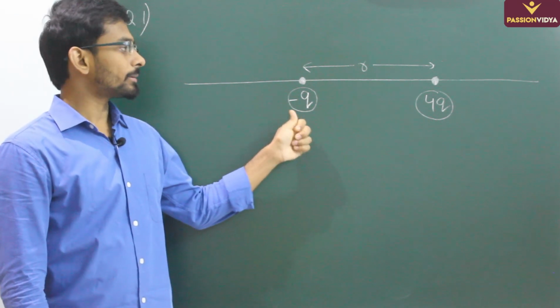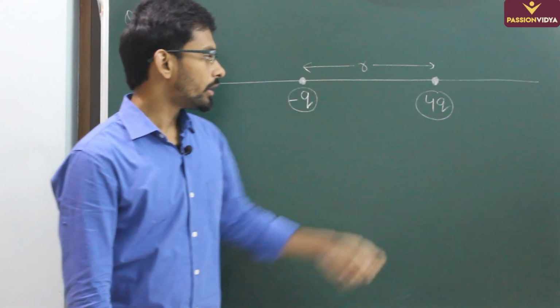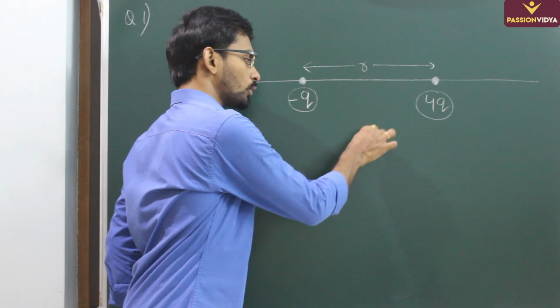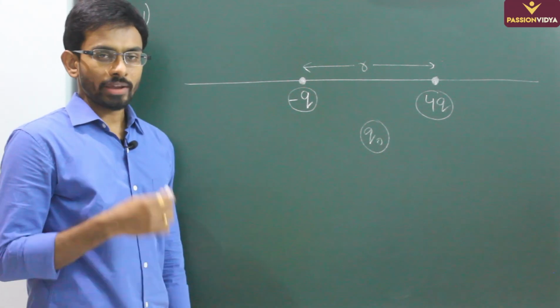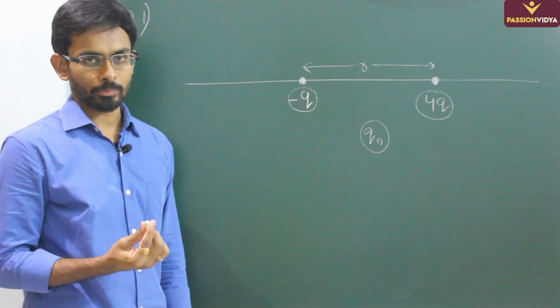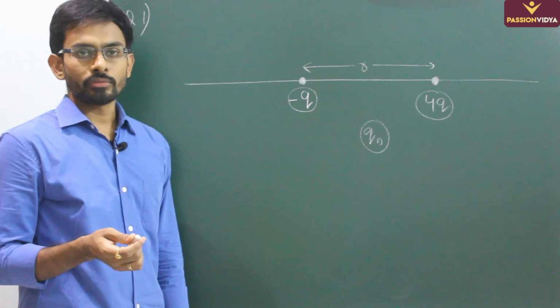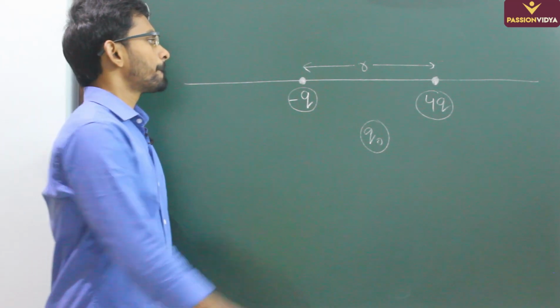So let us check one more question. There are two charges minus q and 4q separated by a distance r. Now you have to keep q0 such that it will be in equilibrium. So where should q0 be placed such that it will remain in equilibrium position? Pause the video and try to solve the question. Now look at the solution.